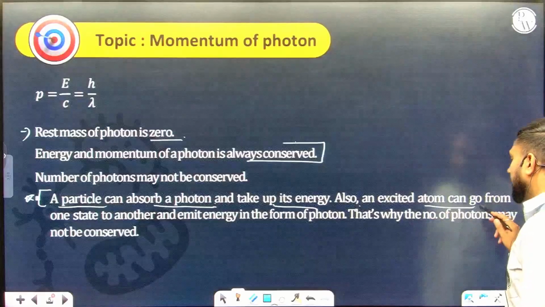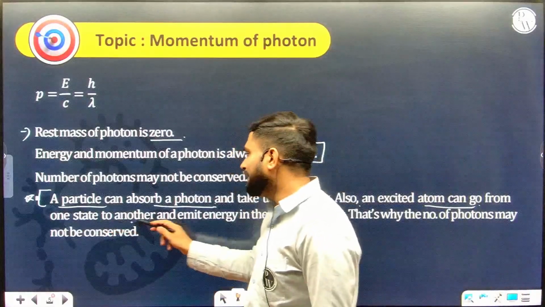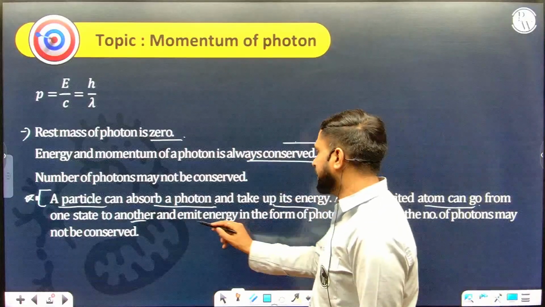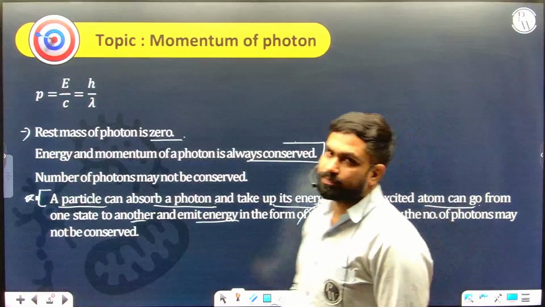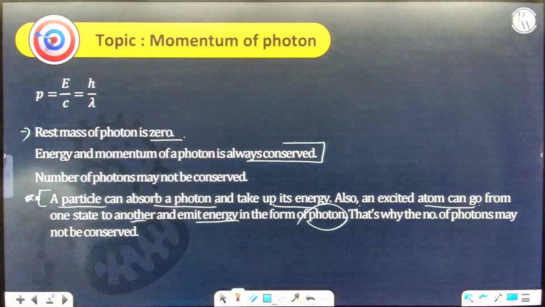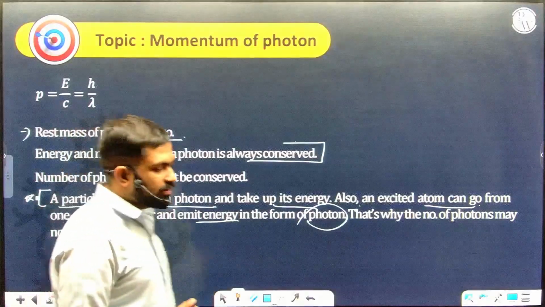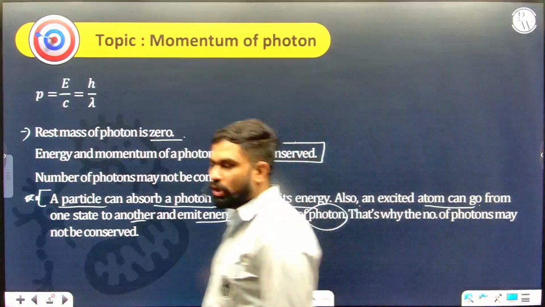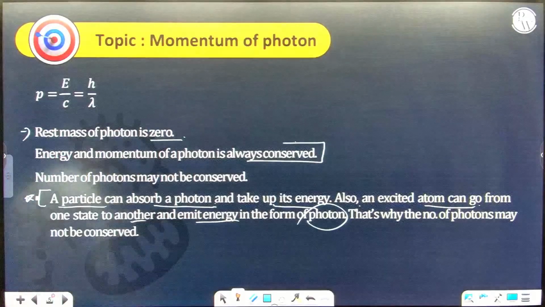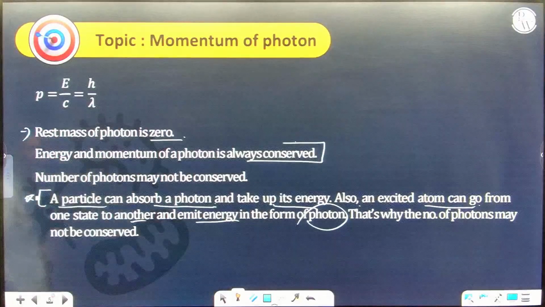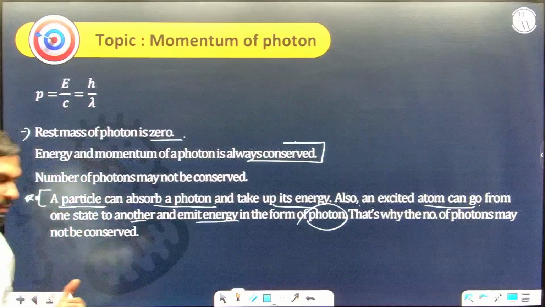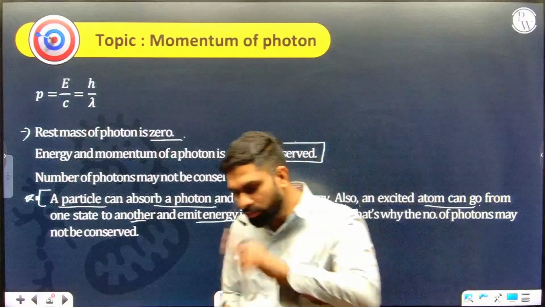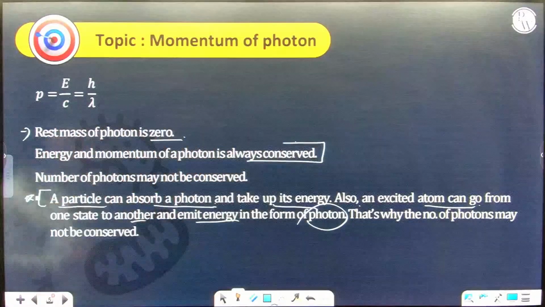Also, an excited atom can go from one state to another, generally a lower energy level, and it can emit energy in the form of photons. So you know all the emission spectrum of your atom in Bohr's atomic model, in atomic structure. You have studied it twice, once in physics and once in chemistry. There also, in the transition from a higher energy level to a lower energy level, we see emission of photons corresponding to that energy difference.